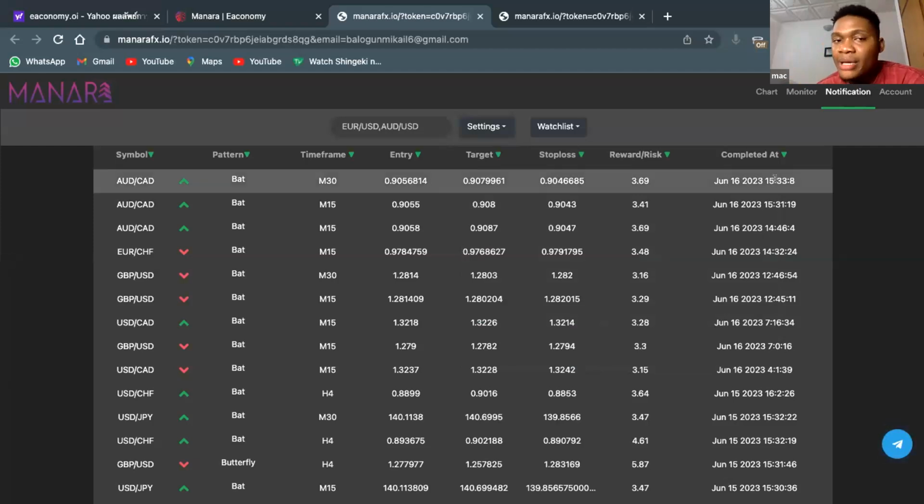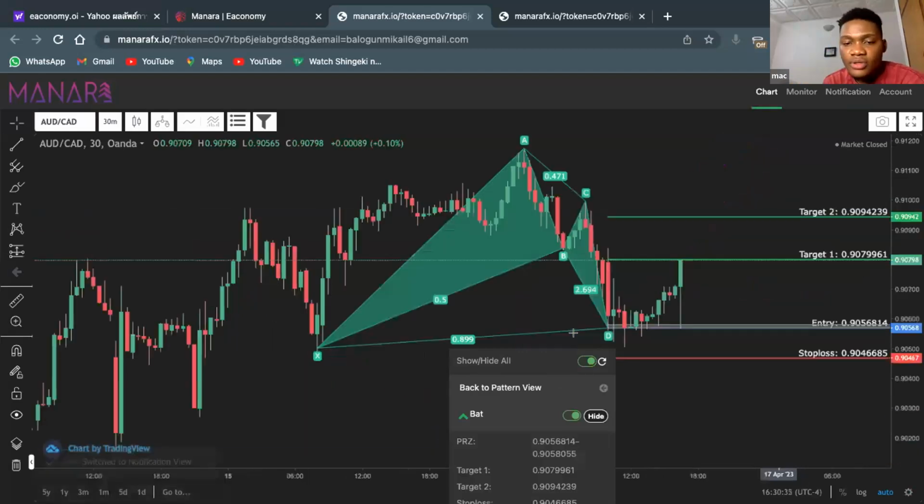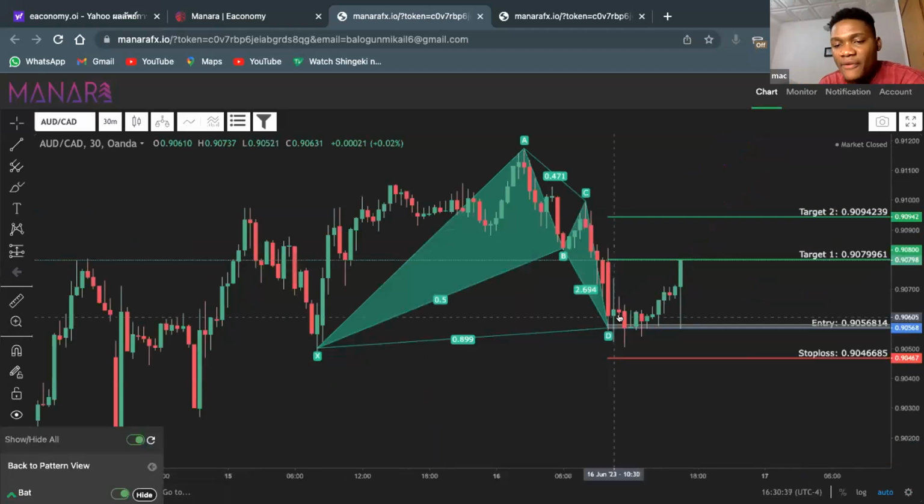You can see the time around 3:33 p.m. So let me click on that and let me see. When you click on that, you can see how Manara gave the signal, and it started from the entry points. So imagine if you saw the trade at the price at the entry point. You can see how the trade has moved from the entry point to TP1, and about to.